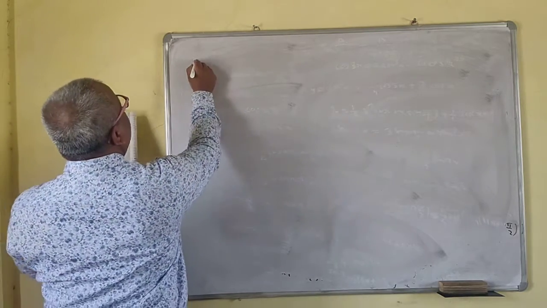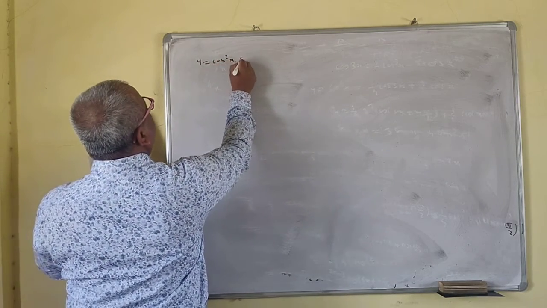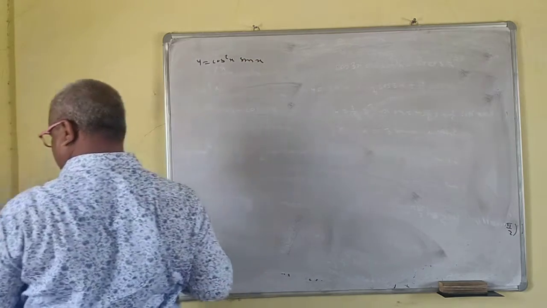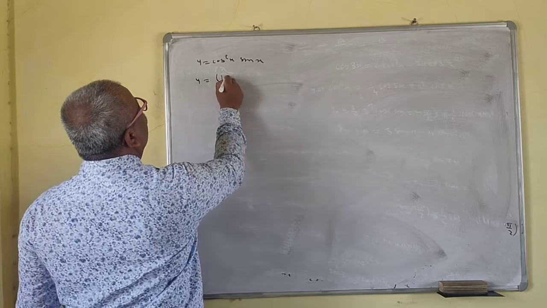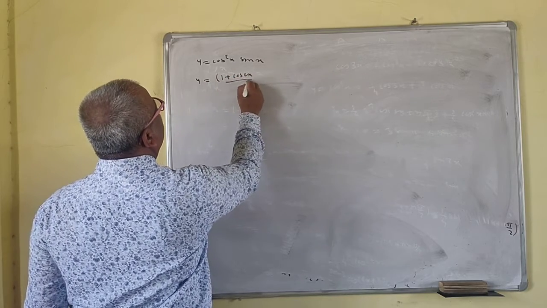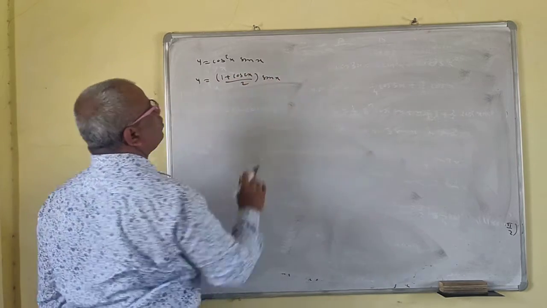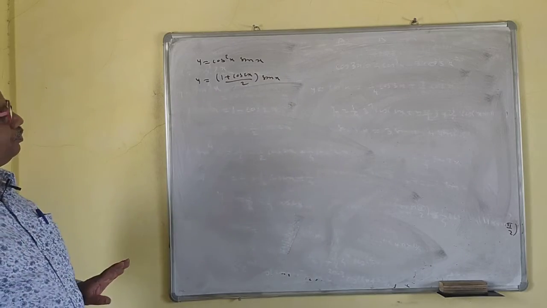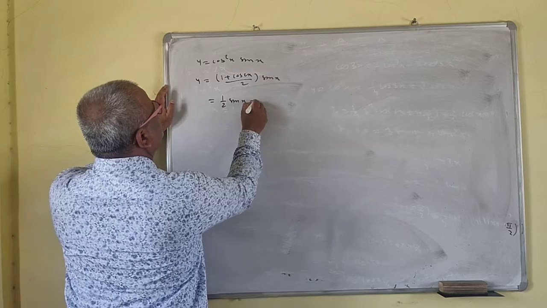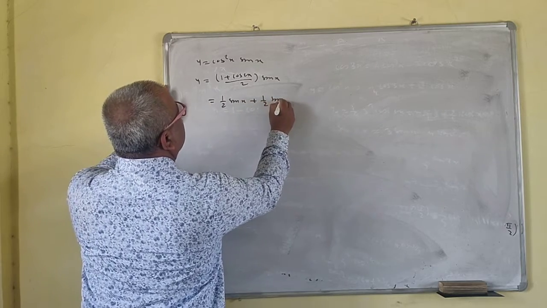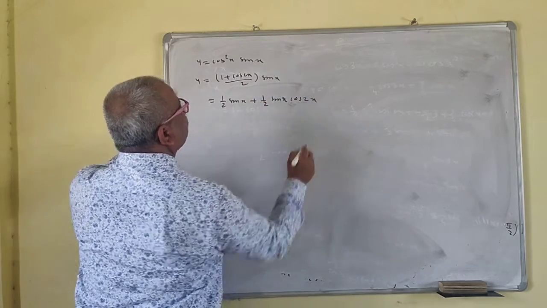Next, if y is equal to cos square x sin x. So you know that cos square x is 1 plus cos twice x upon 2, times sin x. You have to remove the product, so just do the product. This is 1 half sin x plus 1 half sin x cos twice x.